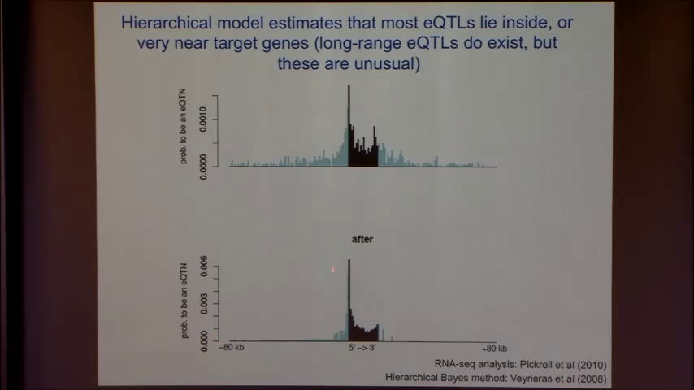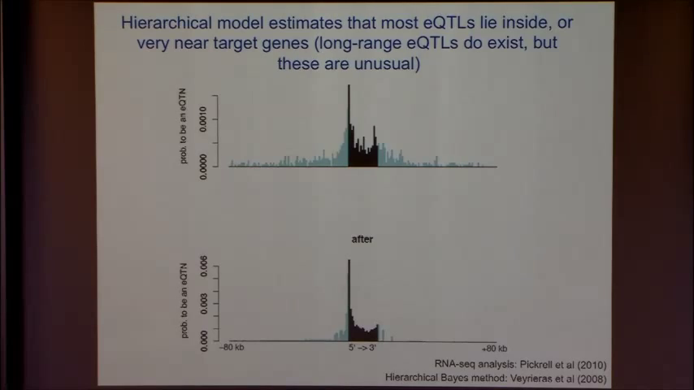And this is our estimated density that we get from the hierarchical model. And you can see that this strongly downweights these long-range effects, and it concludes that this peak of EQTLs in the vicinity of the transcription start site is much stronger.